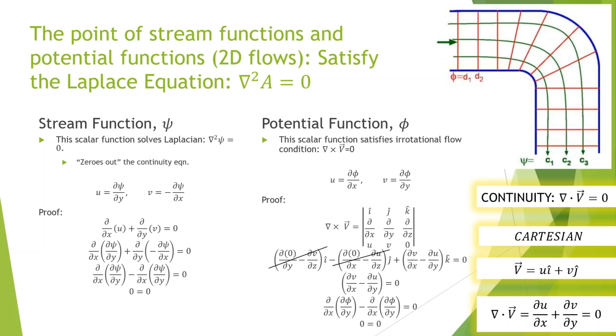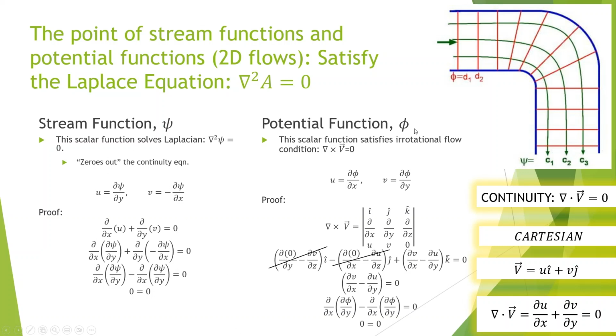Anyways, okay. So the whole reason we choose the stream function is that it quote-unquote zeroes out the continuity equation. You could see here, based on how I chose u and v, when I try plugging that back into the continuity equation, so this for Cartesian, for example, you could see that it just makes it 0 equal to 0. Okay. So that's the whole reason we choose the stream function.